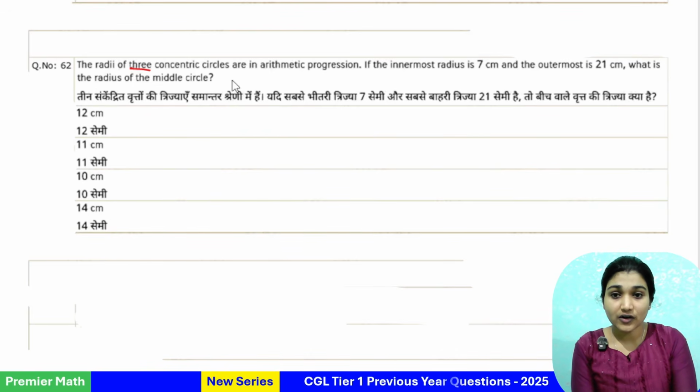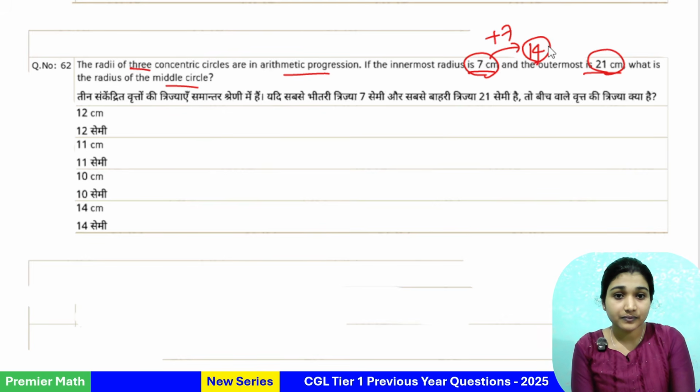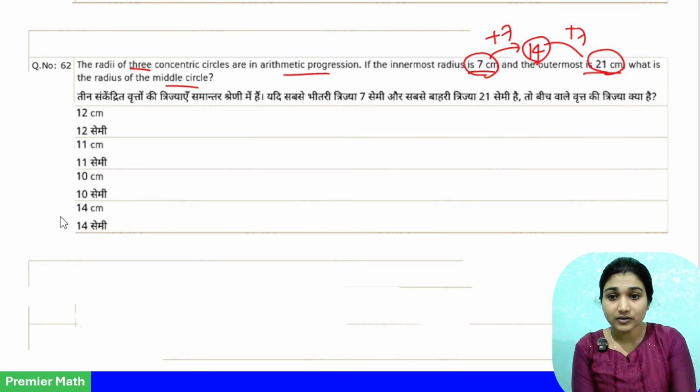The radii of three concentric circles are in arithmetic progression. If the innermost radius is 7 centimeter and outermost is 21, what is the radius of the middle circle? Here first term 7, last term 21. Then middle term should be 14. 7 increment. Option 4 is your answer.